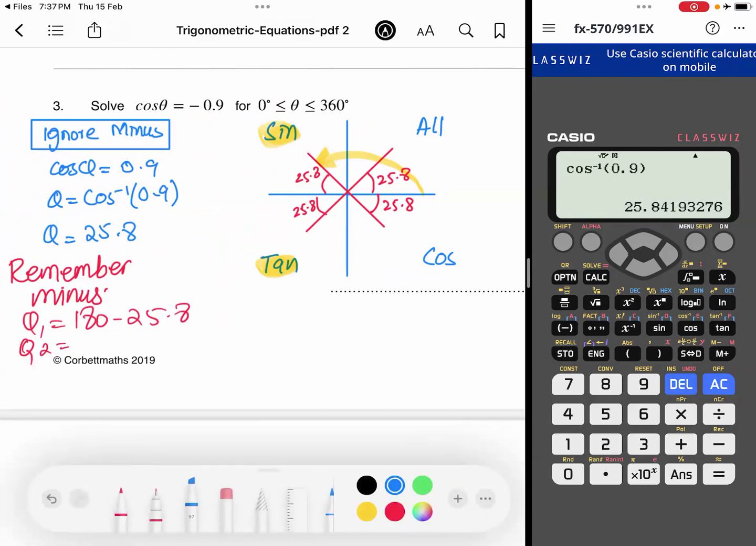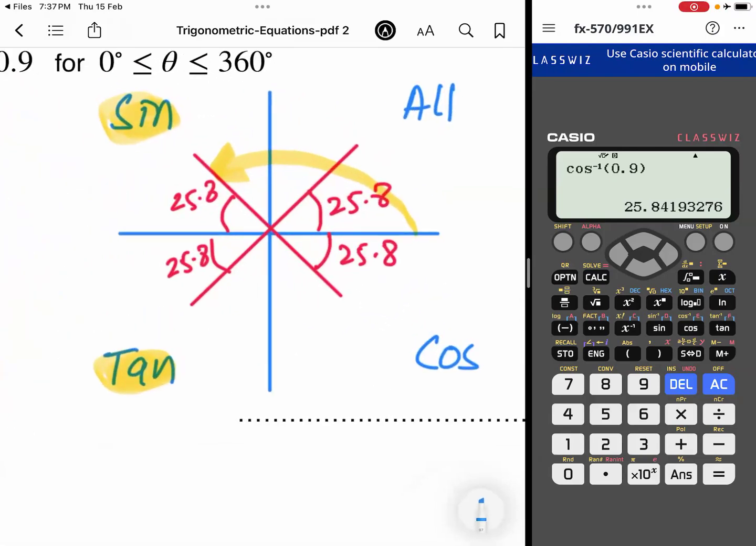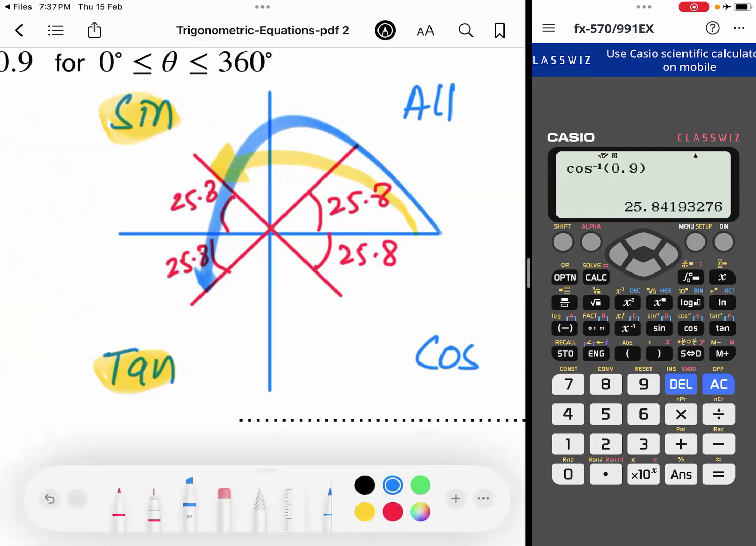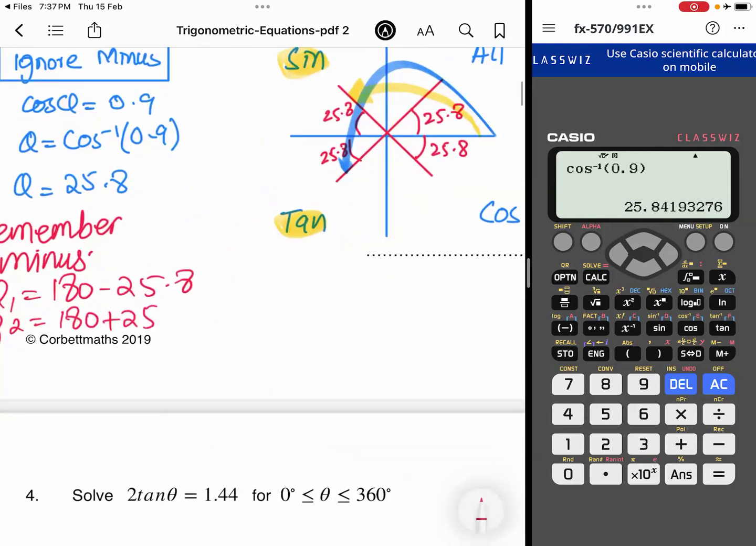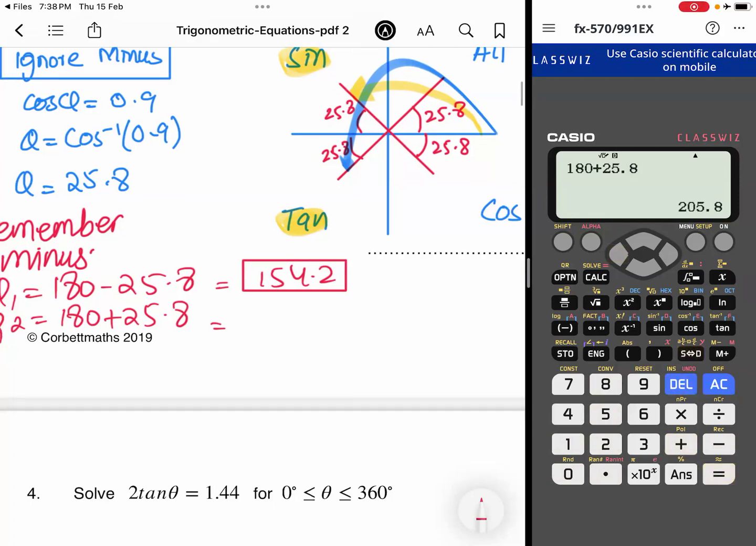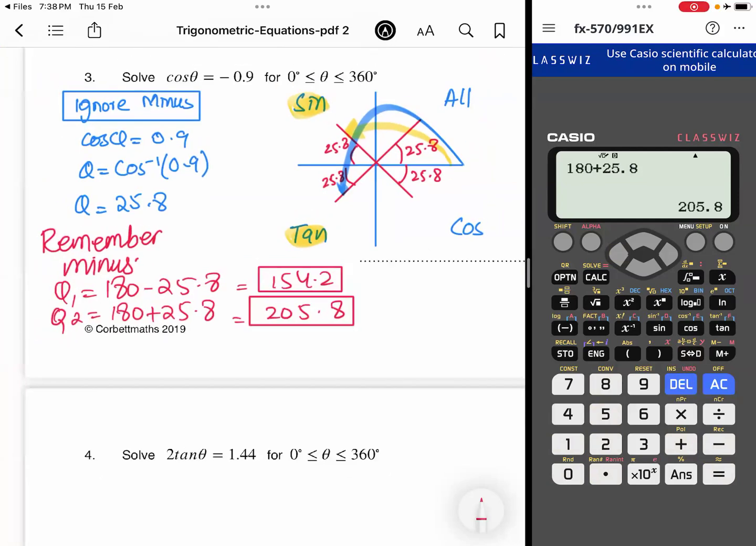Theta 2 is this angle. Let's check. Theta 2 is towards tan. So start and hit. Is this clear? Yes or no? 180 plus 25.8. So 180 minus 25.8 is equal to 154.2, and 180 plus 25.8 is equal to 205.8. Rehan, if I check these answers, I'm gonna get negative 0.9.